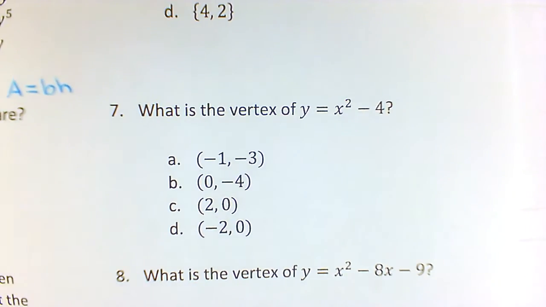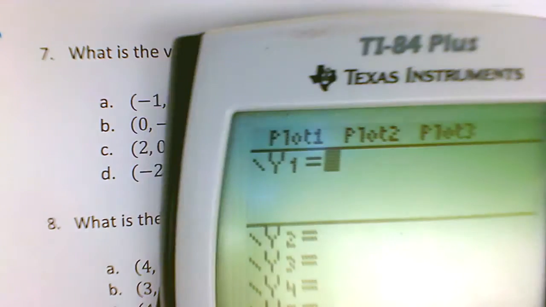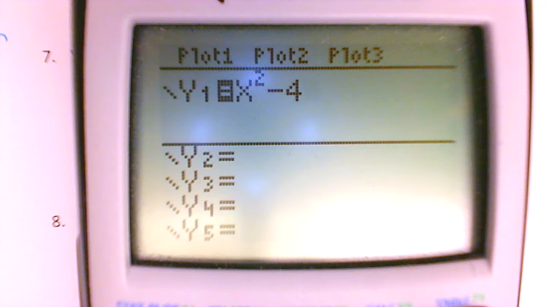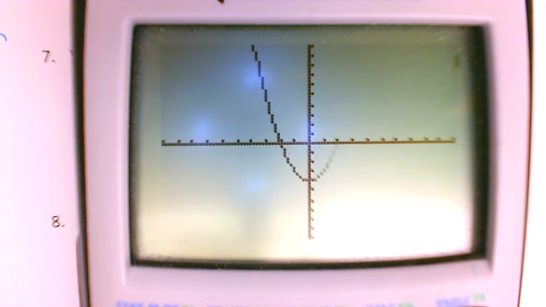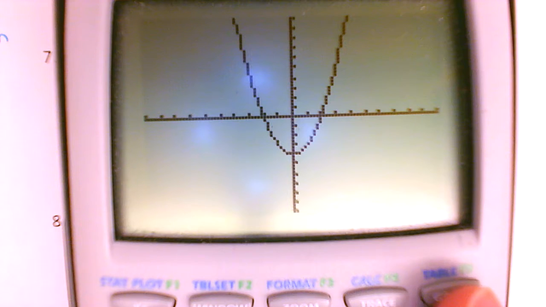Number 7. What is the vertex of y is equal to x squared minus 4? Now, since they did not give us the picture this time, what I want you to do is go into your calculator and type in the equation that they gave you, x squared minus 4. If I hit the graph button, I can see my vertex is somewhere right here, but let's use the table to help us find it.